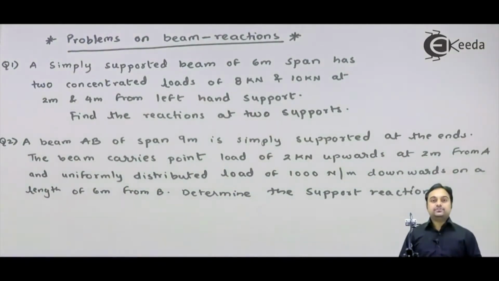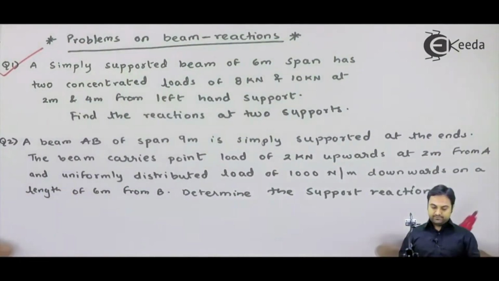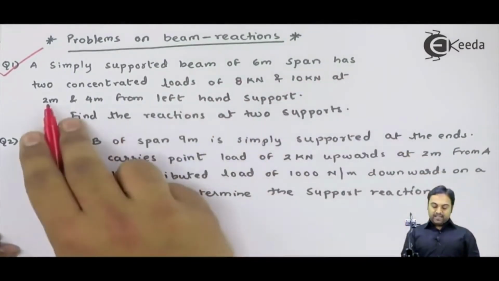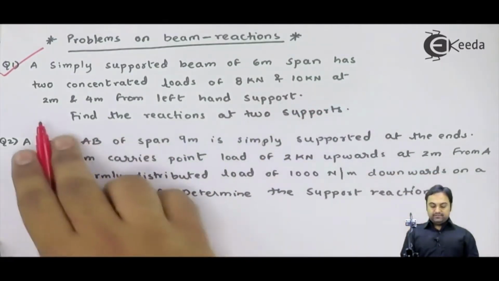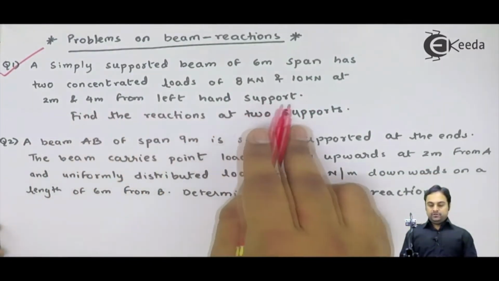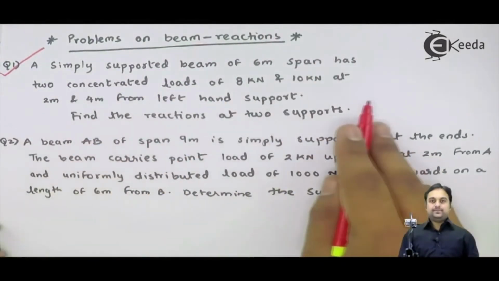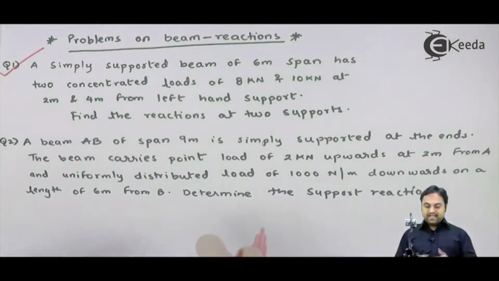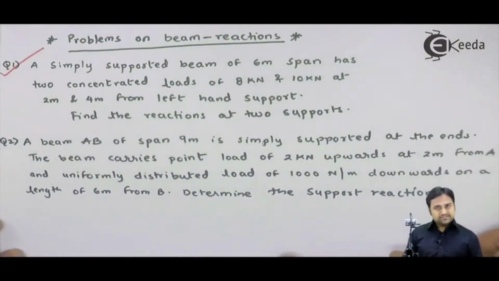So let me start with the first question, question number 1. Let's read the question. A simply supported beam of 6 meter span has two concentrated loads of 8 kilonewton and 10 kilonewton at 2 meter and 4 meter from left hand support. Find the reactions at two supports. Now they have not given us any diagram in this, so first I would be using the data which is provided to draw the diagram. Let us start with this question.